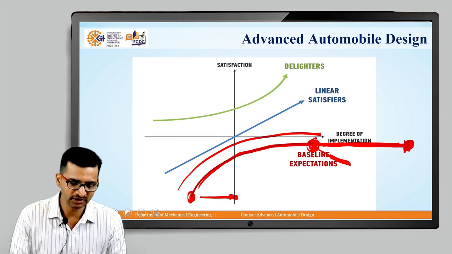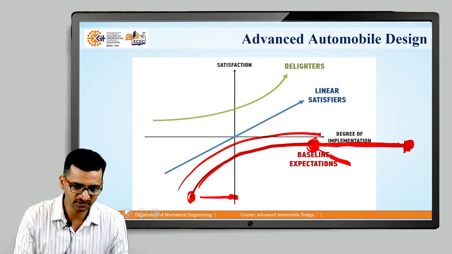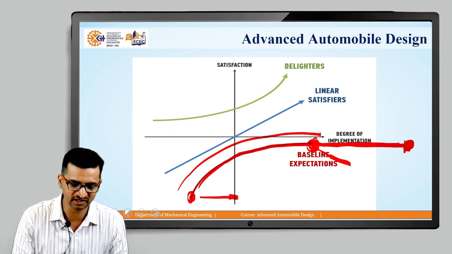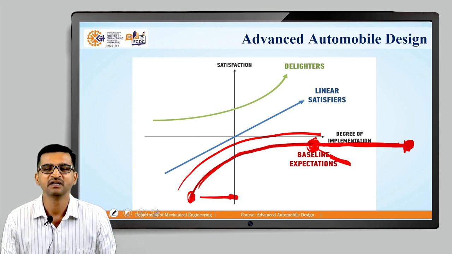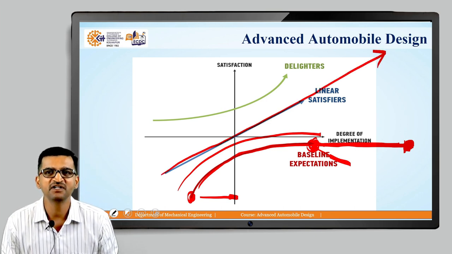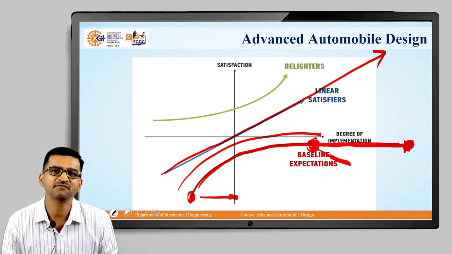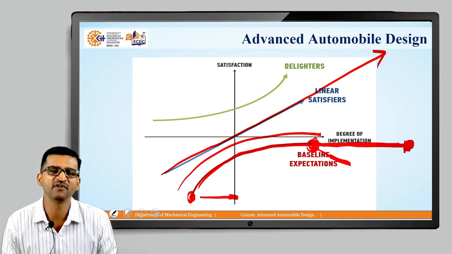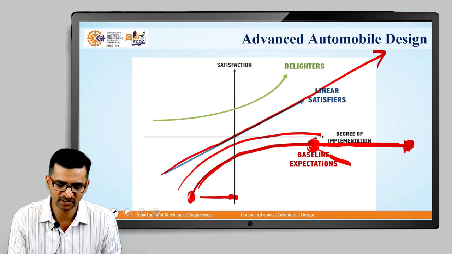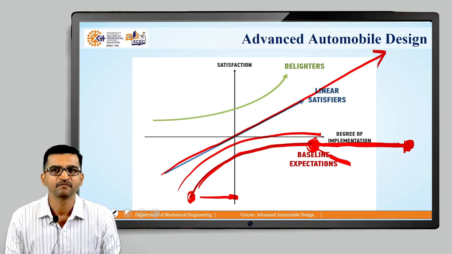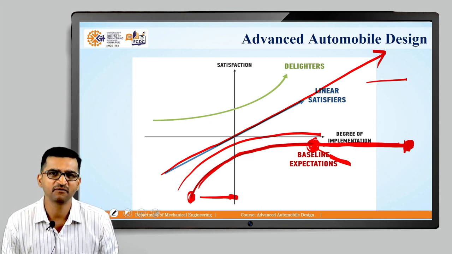Okay, now think about the linear satisfier, this one. If you see the graph, it is linear, going in this direction. So what does that mean? These are the parameters where, if you increase more, the customer gets more satisfaction. So the more you implement this particular satisfier, the happier the people will be. What are the examples of this? Now, one example that I will give is the resolution of the camera.